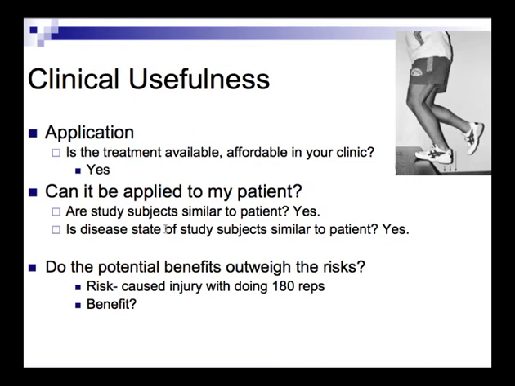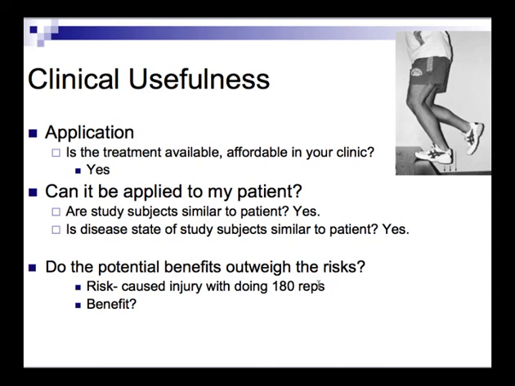So if we use those criteria and apply it to our case with Achilles tendinopathy, we can see that, is the treatment available and affordable in the clinic? Well, sure, it's pretty easy to do. Can it be applied to my patient? The study sample is very common, and you see those patients all the time. They have about the same severity of the disease, and so it's a direct application.